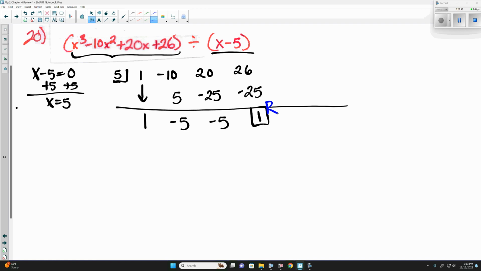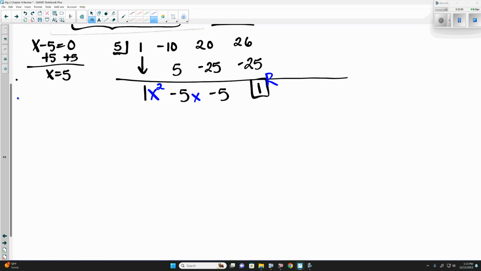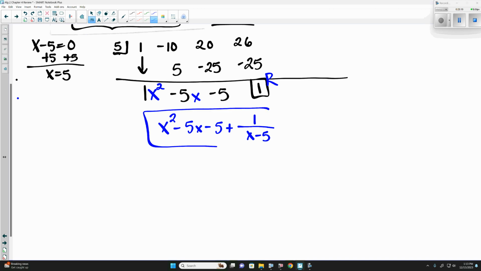The number in front of the box is our term without x. The one in front of it is the term with x. The number in front of that is the term with x squared. So it's telling us our final answer is x squared minus 5x minus 5. Then we add to it the remainder. Our remainder was over what we're dividing, which was x minus 5. 1x squared and x squared are the same thing.